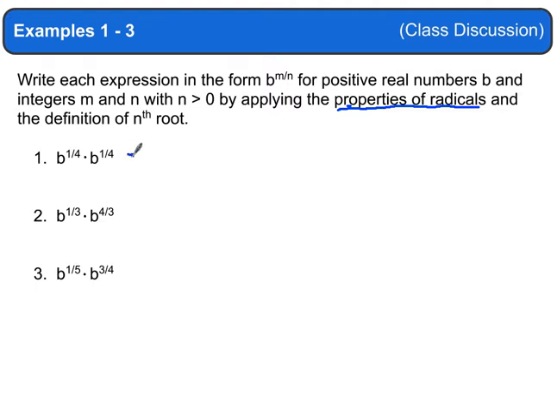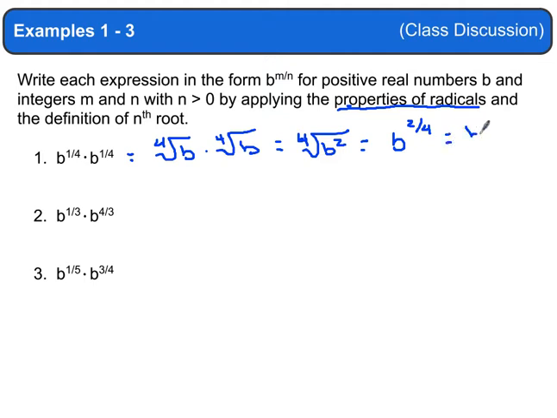So if we did that, that means we would write this as a 4th root of b times a 4th root of b. That allows us to multiply these. So now we get the 4th root of b squared. So now that we applied our properties of radicals, we can now rewrite this as b to the 2/4 power, which reduces to b to the 1/2 power.